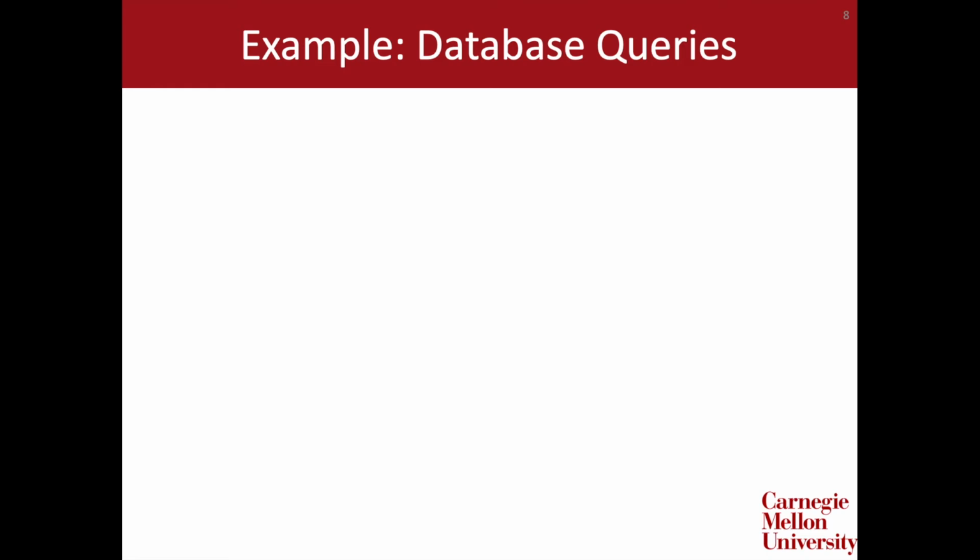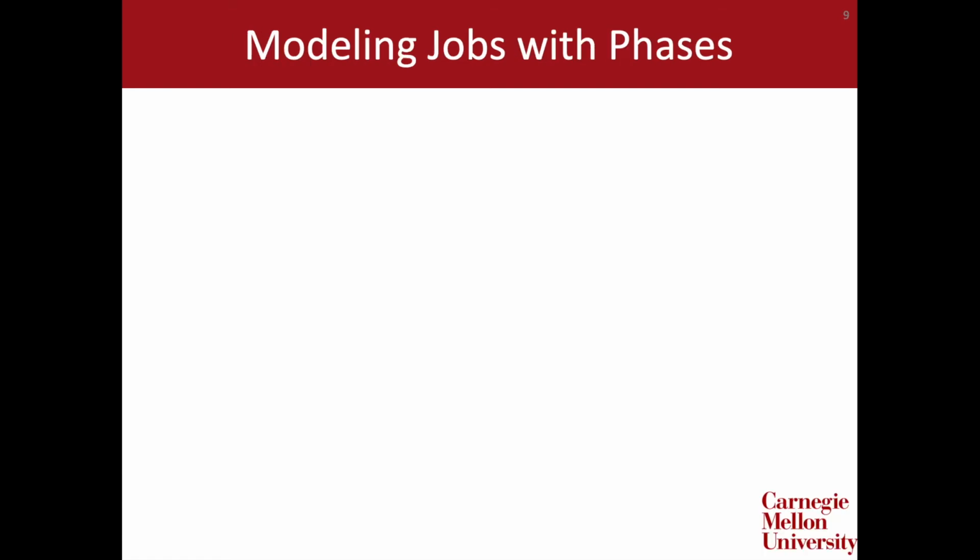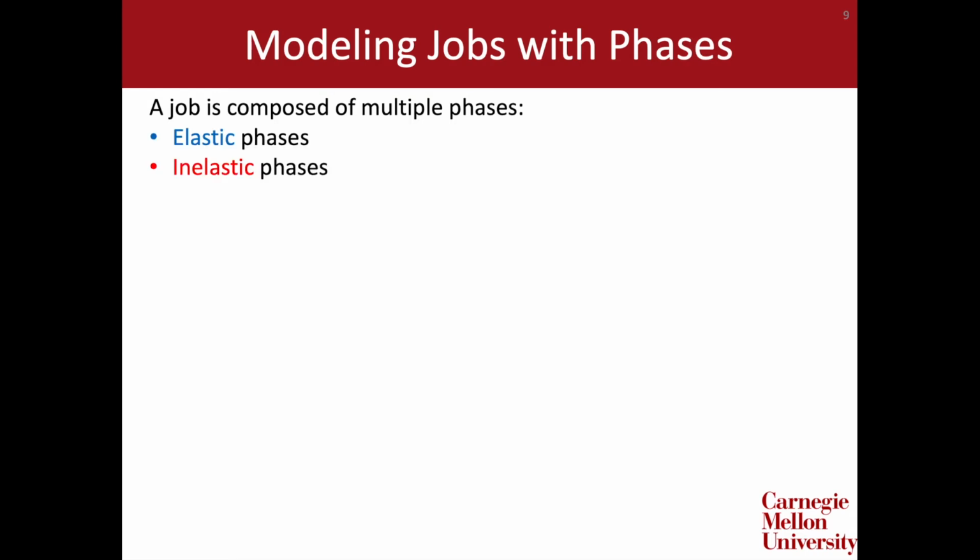And if we repeat these experiments with several queries from the Star Schema Benchmark, we see the same patterns with queries composed of elastic and inelastic phases. So to return to our original question, we're going to have to devise a model that allows us to determine the benefit that one of these jobs receives from running on multiple cores at any moment in time. In particular, we'll consider jobs composed of multiple phases, where each phase is assumed to either be elastic or inelastic.